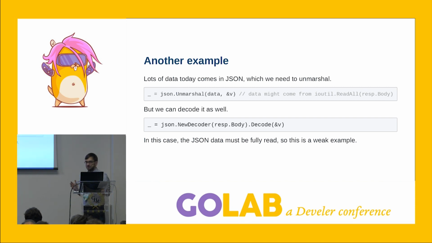decoder, and a lot of other packages have this as well in the encoding packages, where you create a new decoder which takes a reader. And so you don't have to have this intermediate step of this byte slice. You can just pass in the reader and then decode on that reader. In this case, the example is a bit weak, because the JSON data has to be read in whole anyway. But there are examples where this wouldn't be the case, and this would be more memory efficient.